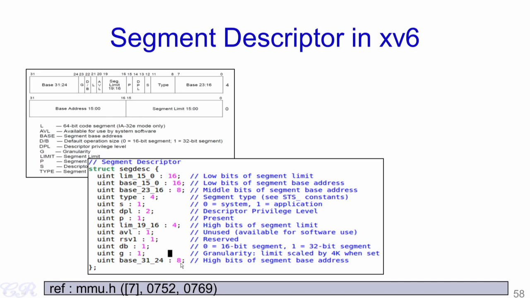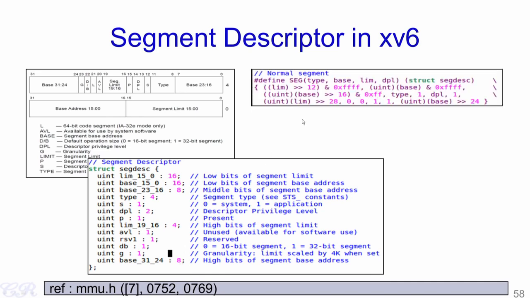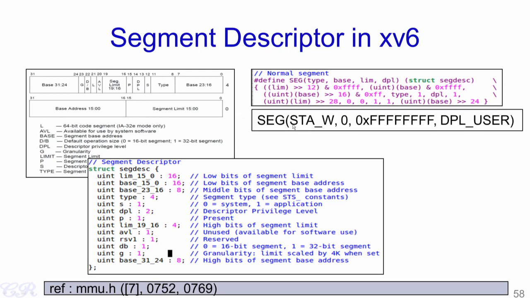In addition to this, there is a macro in xv6 known as SEG, which takes 4 parameters: type, base, that is a base address, segment limit and the DPL. So, this macro is used to create a segment descriptor. It is a helper macro which is used to create a segment descriptor. A typical usage of this SEG macro is as follows.